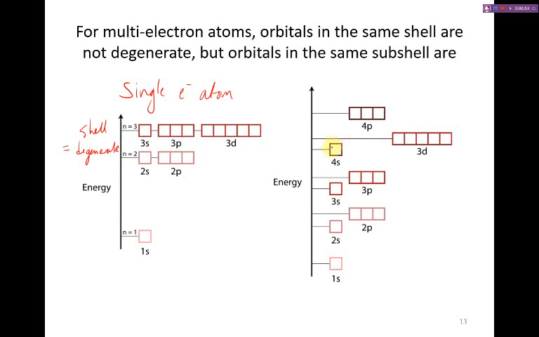However, elements with multiple electrons end up having splitting that occurs, and that's due to differences in the effective nuclear charge between orbitals that are within the same shell but different subshells. So in other words, the Z effective for 2s is going to be larger than that of the 2p. And that means that those electrons in the 2s are closer to the nucleus and lower in energy.